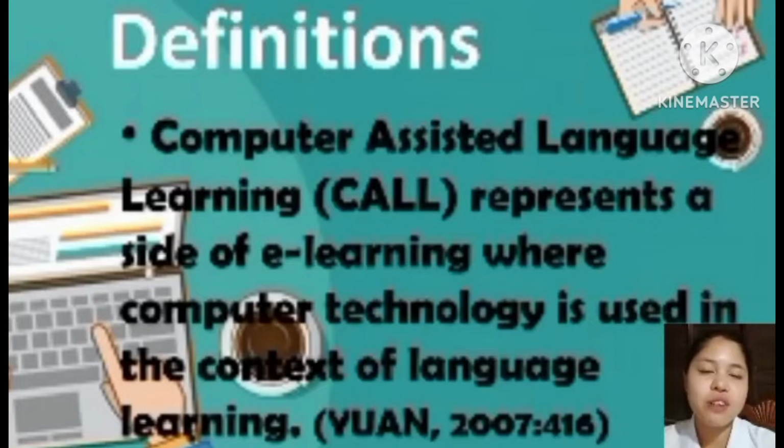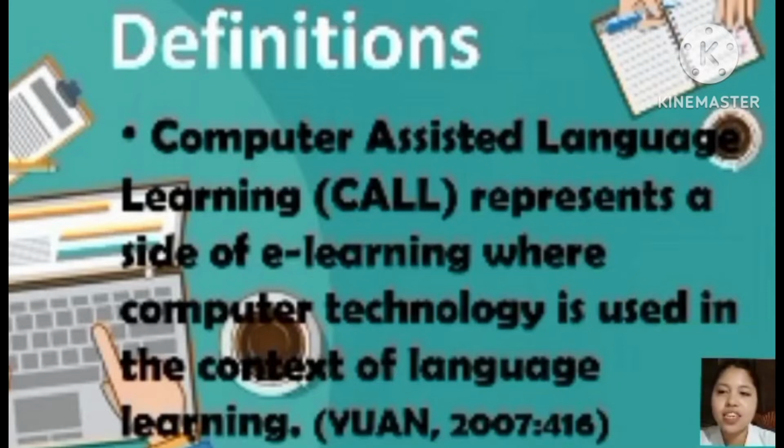So these are the definitions of computer-assisted language learning. According to U1 2007, Chapter 416, computer-assisted language learning represents a side of e-learning where computer technology is used in the context of language learning. So computer technology serves as an aid for teaching and learning processes in which the aim is to develop proficiency in the target language through interactive, meaningful, and cognitively engaging learning experiences.